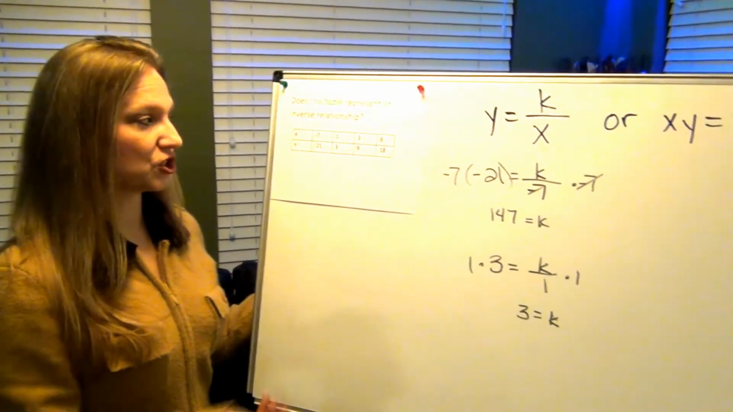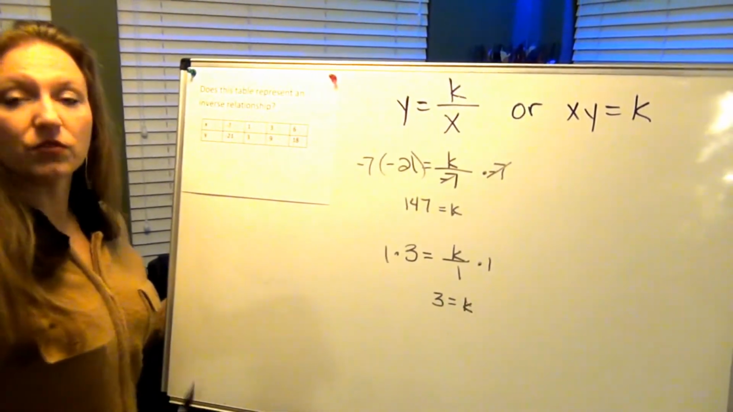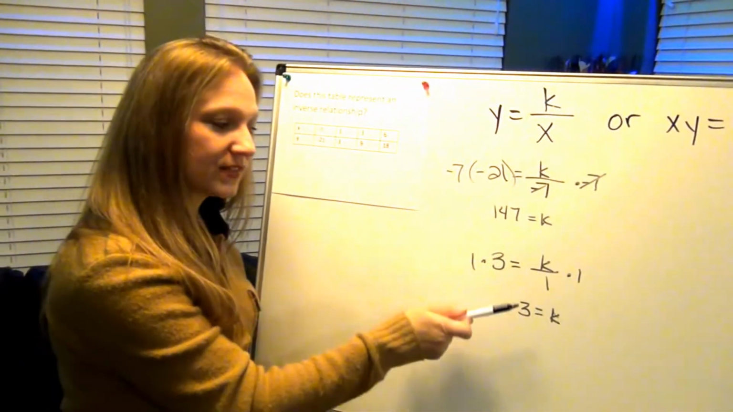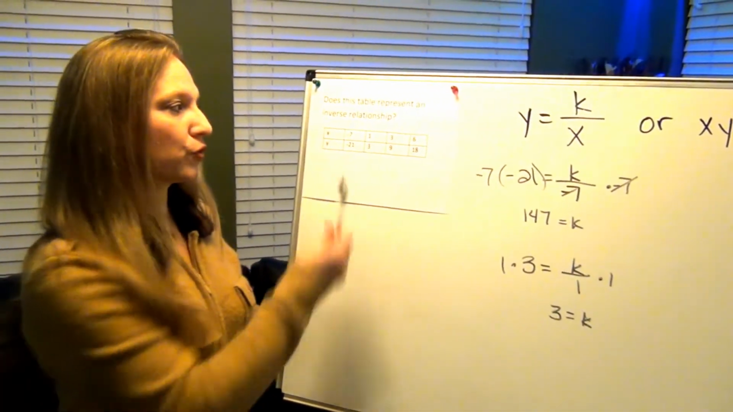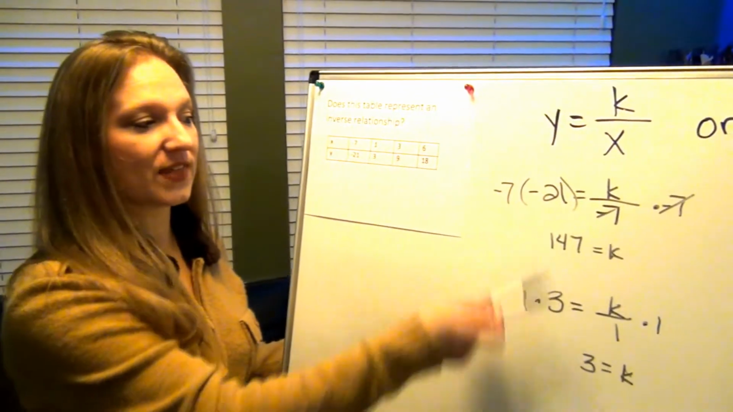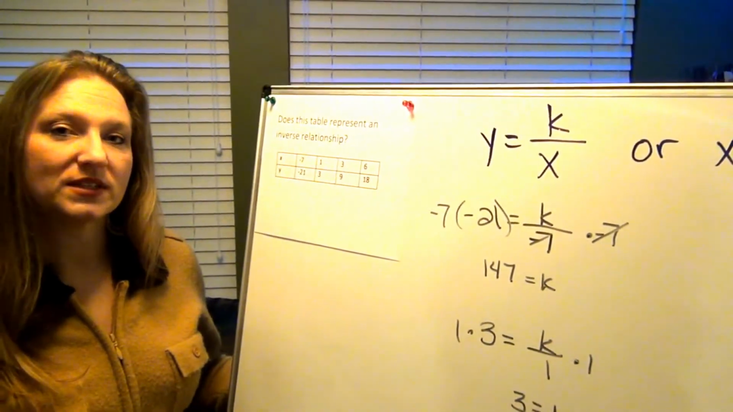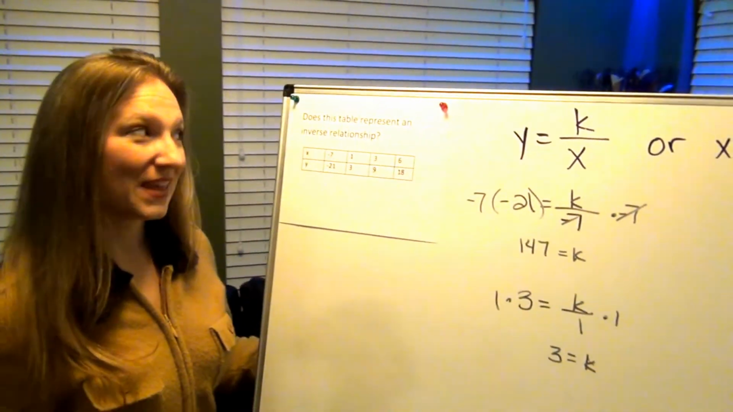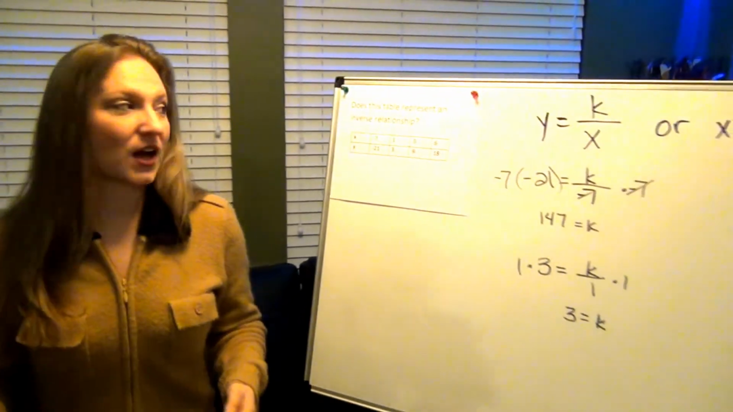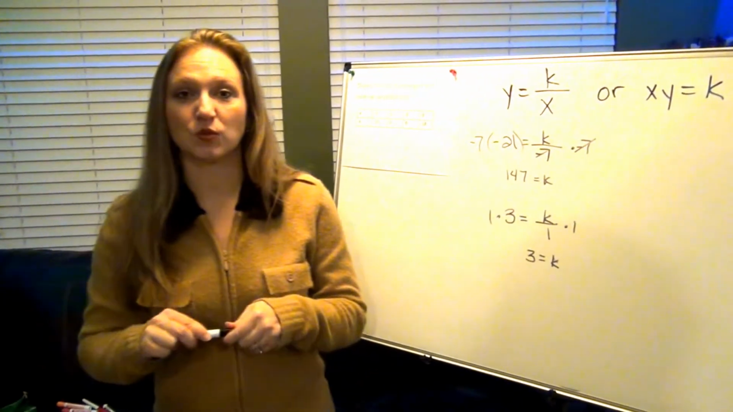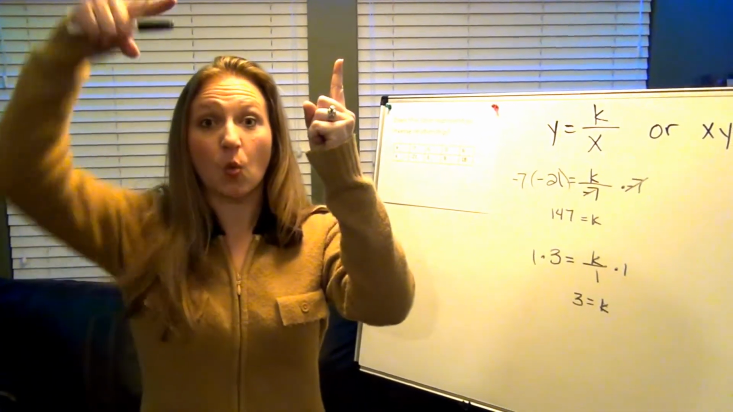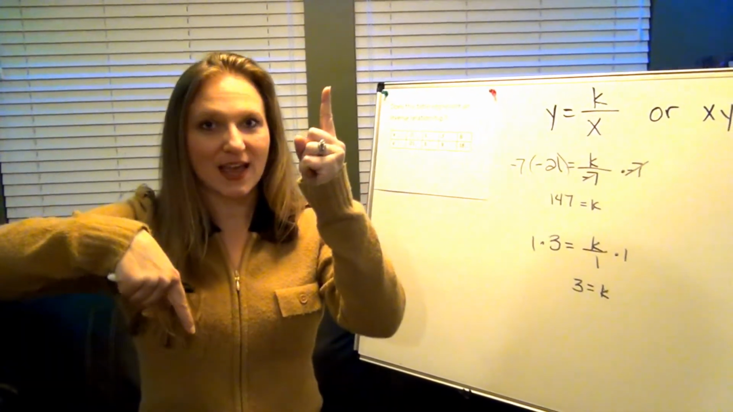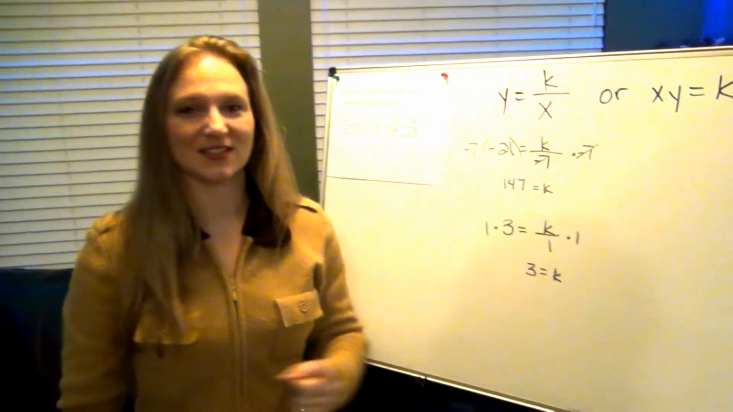In order for this to be an inverse relationship, they would all have to come up with the exact same constant. So that's what you would look for if you're looking at a pattern of numbers, to see if they have the same constant value, which means they're an inverse relationship. So that kind of summarizes what we've learned so far for inverse relationships. Remember, for an inverse relationship, as the x value increases, the y value will always decrease at the same constant value.